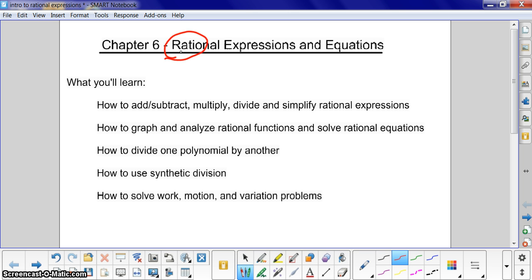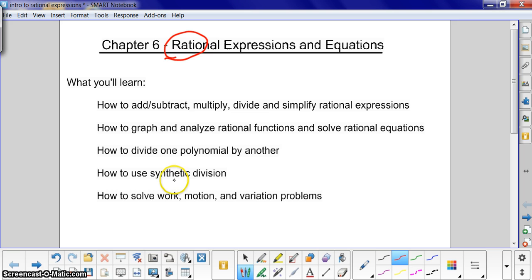Chapter 6 is going to be a fairly long chapter, but we're going to get a lot done here to get you better at mathematics. So here's what we're going to learn in chapter 6. We're going to add, subtract, multiply, divide, and simplify rational expressions. Again, rational expressions I want you to think of as fractions with polynomials. We're going to graph them, analyze them, and solve equations. We're going to divide polynomials by each other. You know, that's where rational expressions come from.